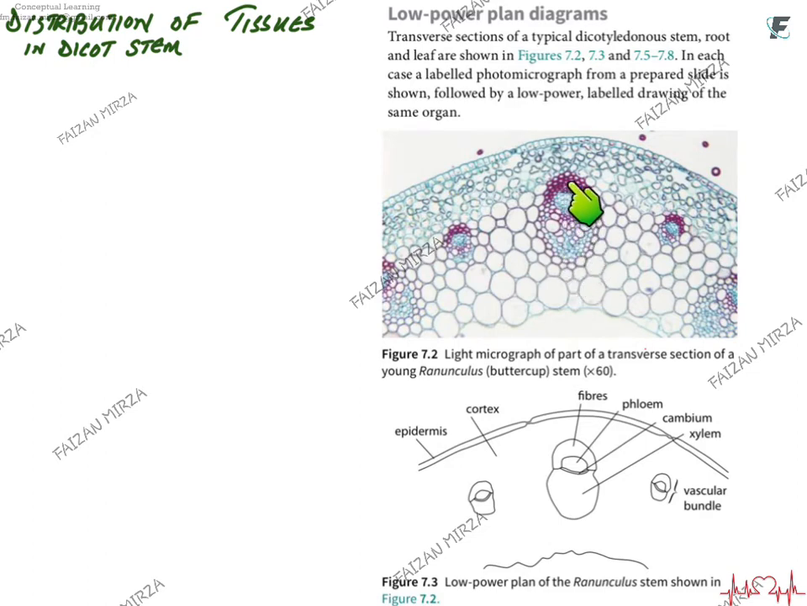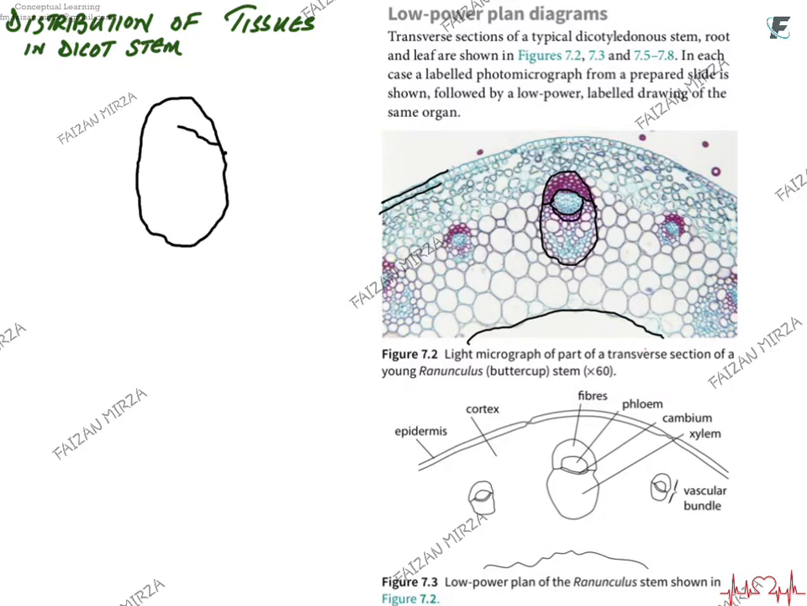So this region is the fibers. These are the sclerenchyma fibers, followed by the phloem. This is the phloem, and this region is the cambium. You draw the cambium as a very thin structure, and this entire region is your xylem. This is how you can make an outline of how these parts are drawn.